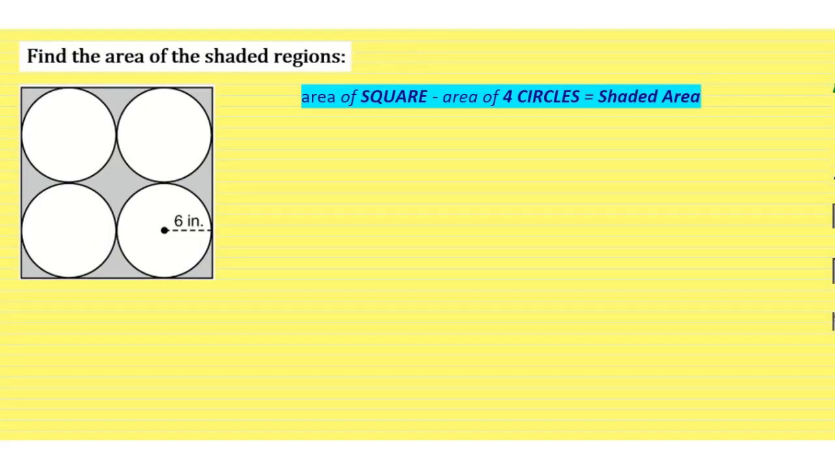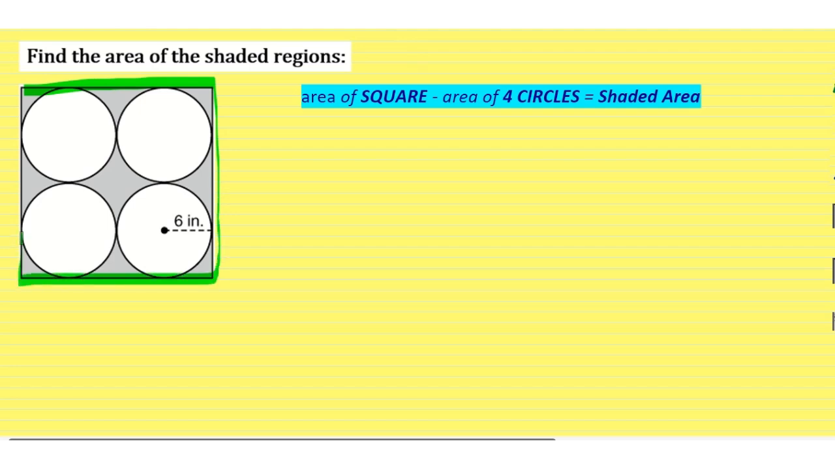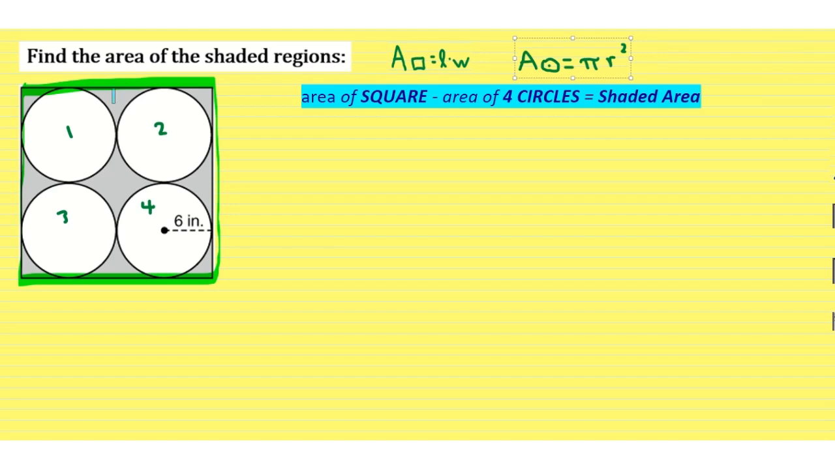This last problem is finding the area of the shaded region that is the difference between a square and 4 circles. So we have 1, 2, 3, and 4 circles. So we are going to have to find the area of a square, and we're going to have to find the area of all 4 of the circles. And then we will subtract the 2, and that will give us the leftover shaded area that is around the circles. All that blue area, gray area.